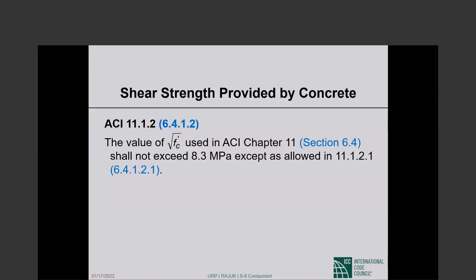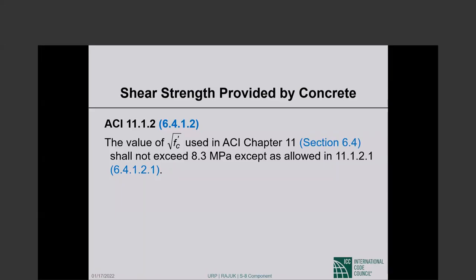So in American units, square root of f sub c prime cannot be taken any more than 100 psi. The background to this is we did not have test results for beams having compressive strength in excess of 10,000 psi. For f sub c prime exceeding 10,000 psi, we did not have shear strength test results. So ACI 318 in several editions ago said, let us restrict concrete strength to 10,000 psi, which means square root of f sub c prime shall be restricted to 100 psi. That's what you are looking at here. 8.3 MPa, square root of f sub c prime.